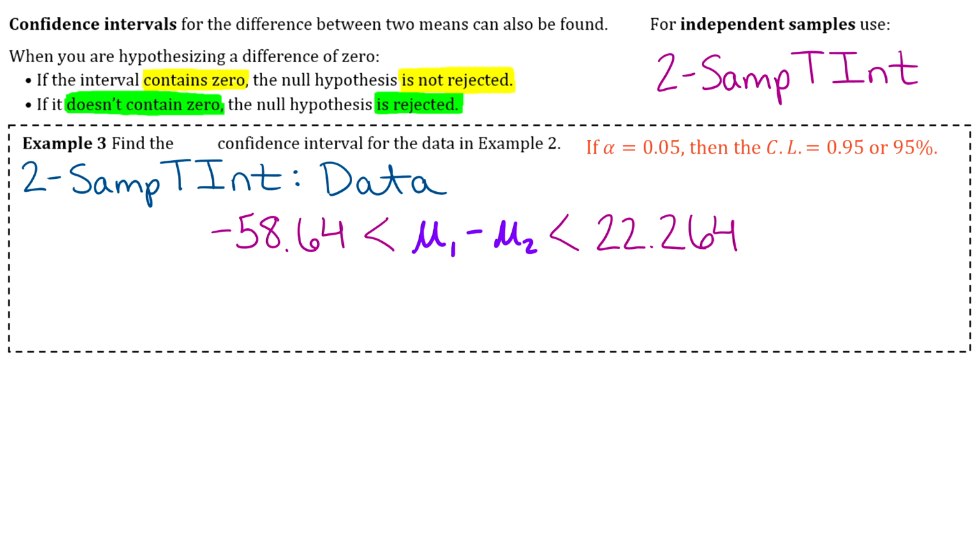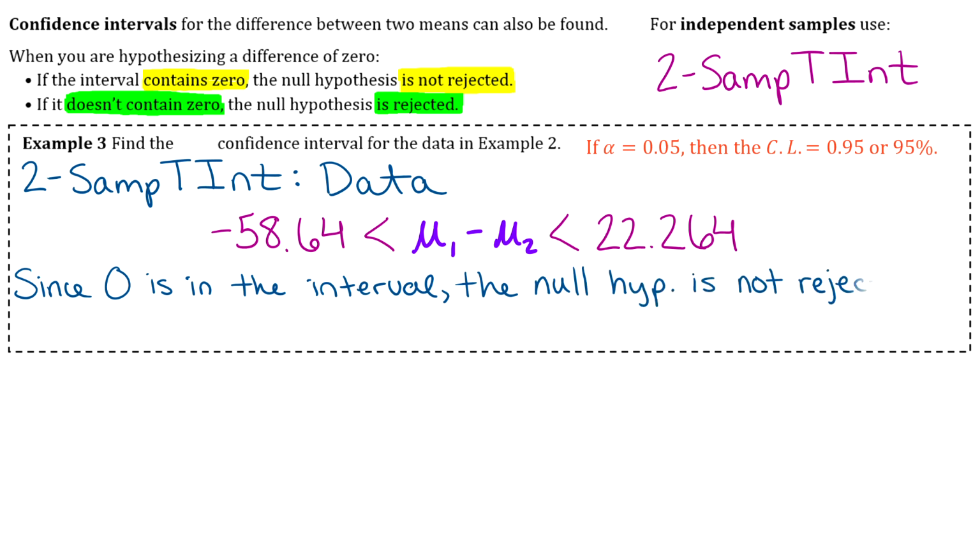Now, as far as how this helps us actually make a decision about the null hypothesis, all you have to do is see whether or not 0 is in your interval. If it switches from a negative number to a positive number, then 0 is obviously in the interval. So 0 is in this interval, so we'll say that since 0 is in the interval, the null hypothesis is not rejected. Now, on your questions on Connect and definitely on your test, you're going to be asked whether or not that agrees with the hypothesis test decision. If you look back at example 2, step 3, we said do not reject the null. So that's the same decision either way. So we'll say that this agrees with example 2.